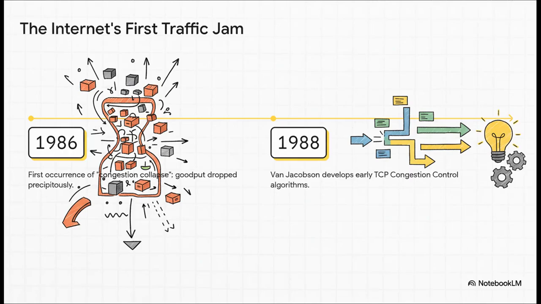And this isn't just some theoretical problem. This actually happened. Back in 1986, the early internet suffered something called a congestion collapse. The whole thing basically broke. Data speeds dropped by a factor of 1,000. It was a total disaster. So a couple years later, a brilliant engineer named Van Jacobson came up with the algorithms for TCP that essentially saved the internet. And we're still using his core ideas today.